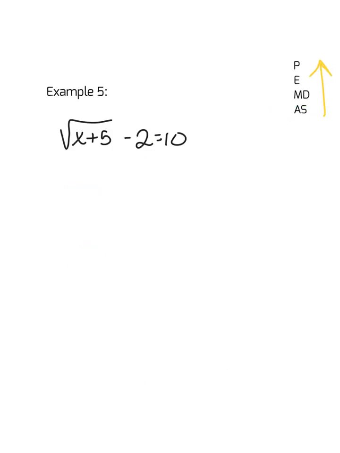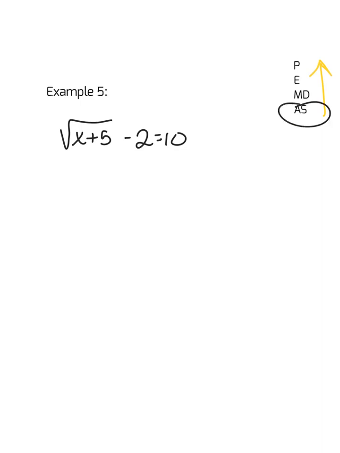In example 5, I have the square root of x plus 5 minus 2 equals 10. So thinking about backwards order of operations, first I want to see if I can simplify, but I don't see any distributing or combining like terms. There's nothing to combine together. So I'm going to go ahead and start with backwards PEMDAS, my adding and subtracting.